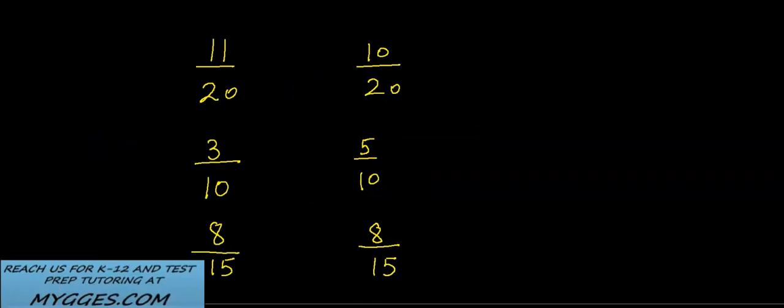Now let's quickly try a couple of examples. In the first one, you can see 11 is greater than 10, so this fraction is greater. In the second example, since 5 is greater than 3, 5/10 is greater. Same way, in the last one, both have the same numerators, so that means both are equal.